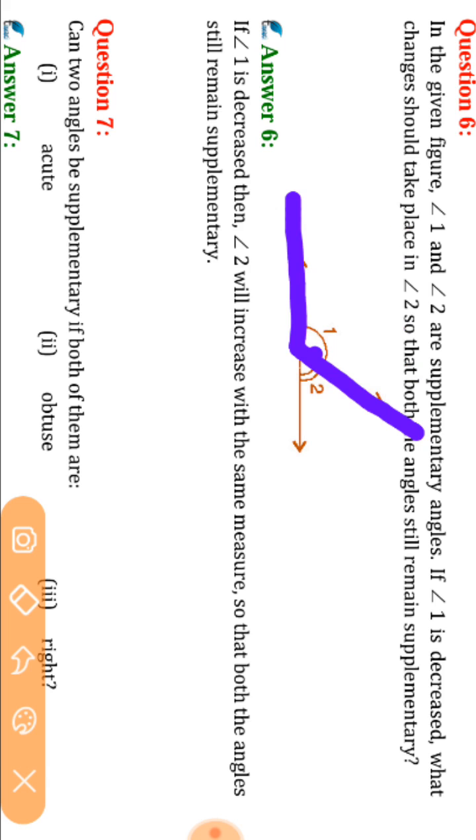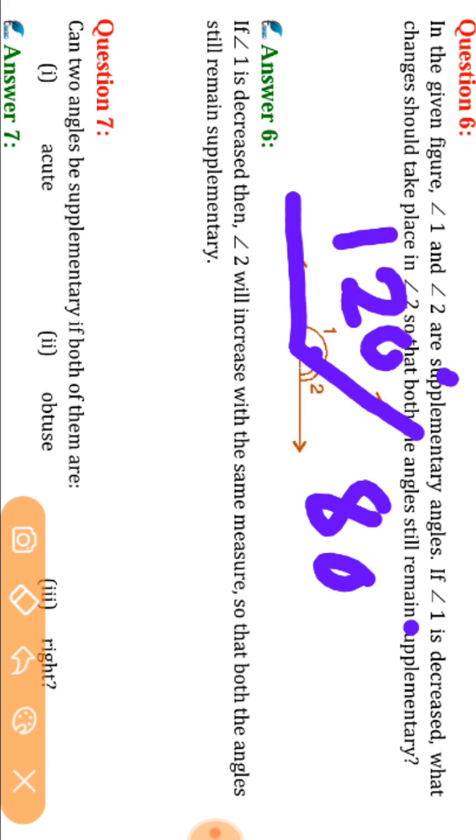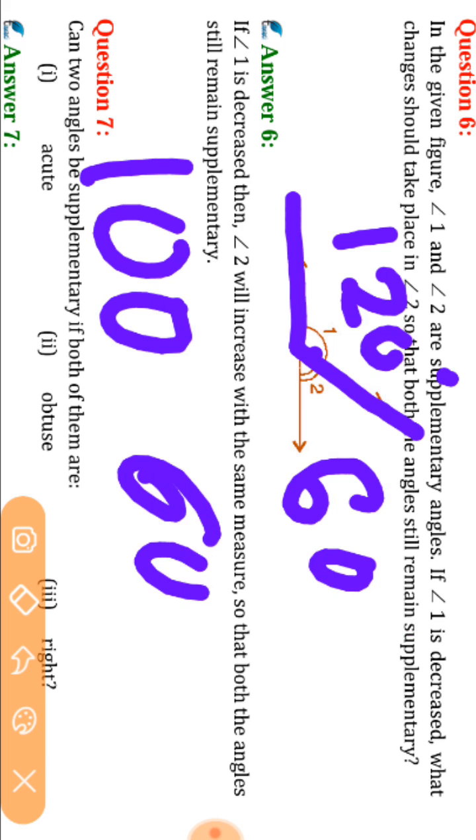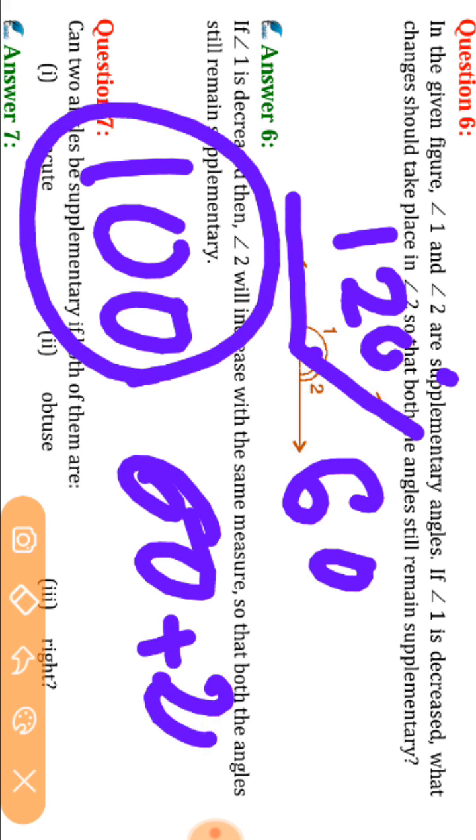what change must take place in angle 2 so that both angles still remain supplementary? See, you can take one angle as 120 and the other as 60 degrees, because for supplementary, both should add to 180 degrees. So if you are decreasing 180, it may be 100. What changes should take place in the angle? Both angles still remain 180. If it is decreasing, it should add 20 only to get 180 degrees.